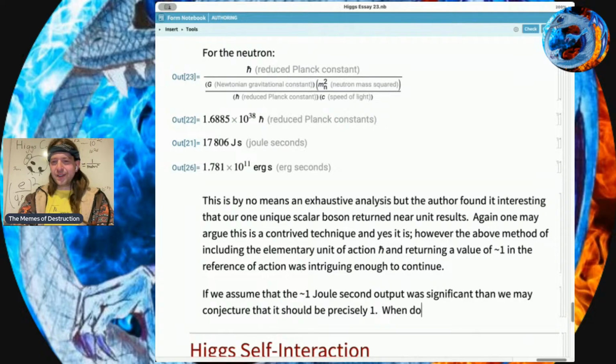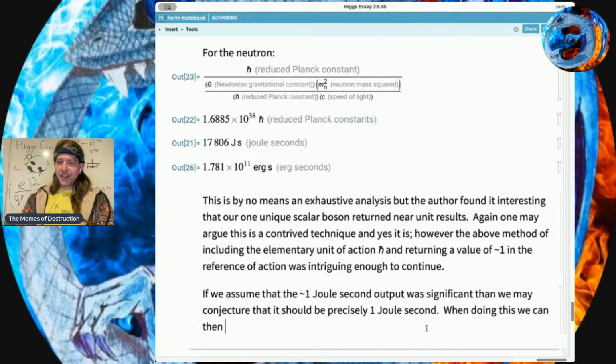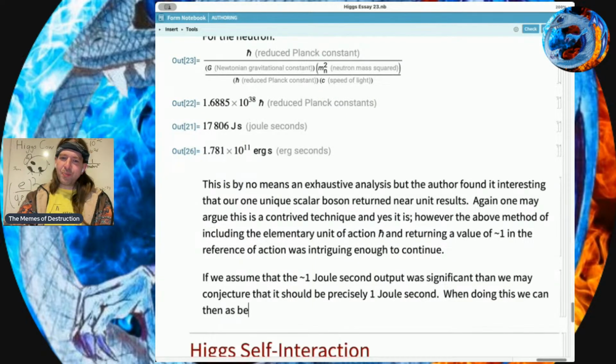When doing this, we can then, as before, solve for kilograms.